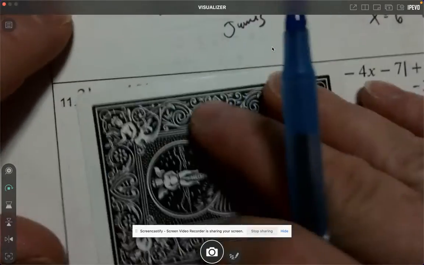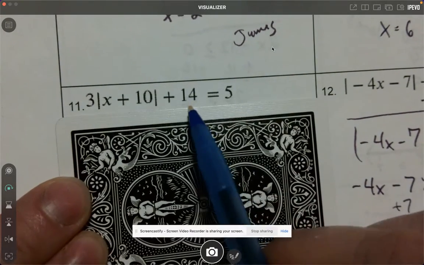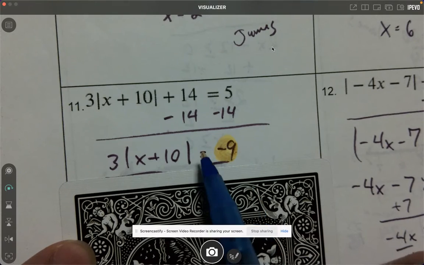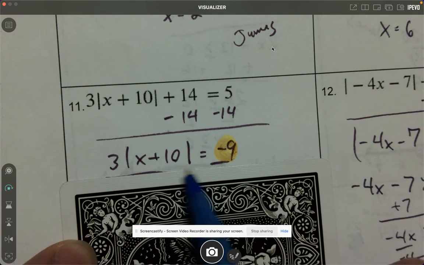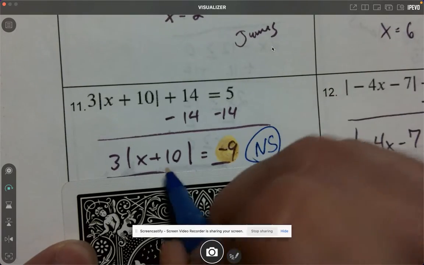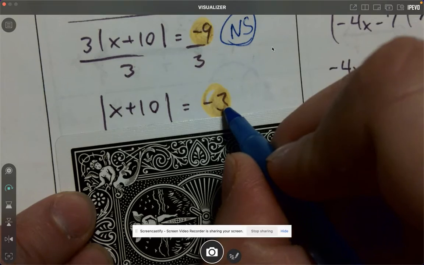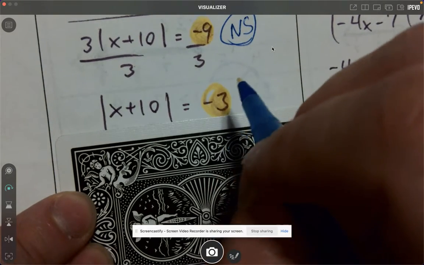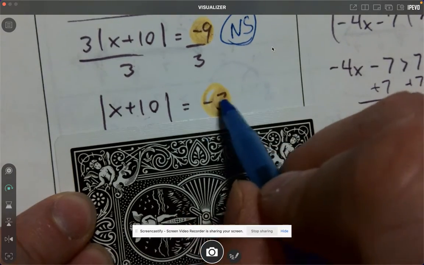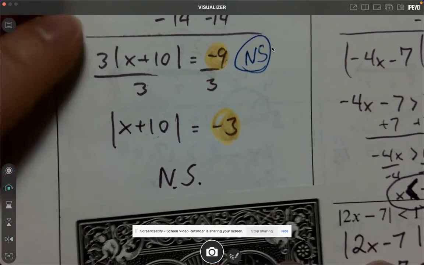This next one, number 11. What does this come out to? Subtract 14. 5 minus 14 is negative 9. Divide everything by 3. Wait a second, you don't need to do that. It's no solution. This stuff, no matter what, can't be negative. So there's nothing I could put in here that would cause this to be negative 3, because it always comes out to positive 3. So that is no solution.